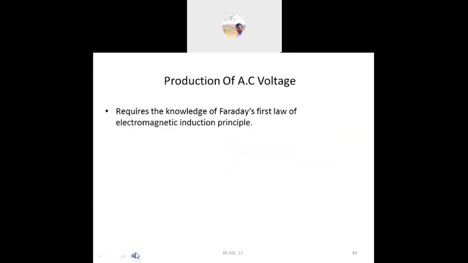So how is AC produced? Production of AC voltage requires us to know Faraday's laws of electromagnetic induction. Faraday's law says that whenever a conductor cuts a magnetic field, an EMF is induced. That is the production.